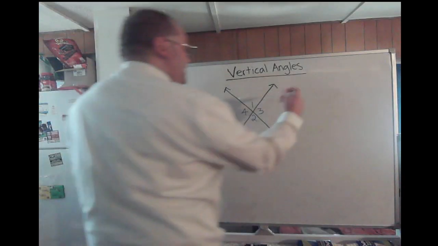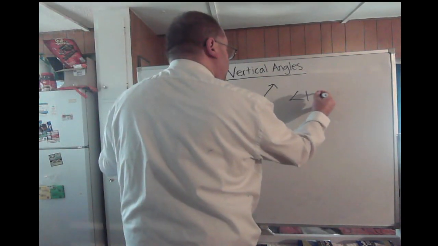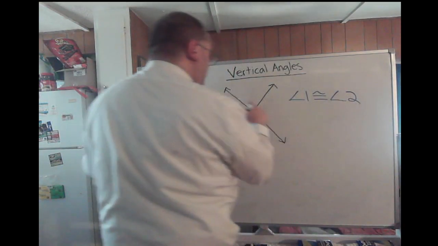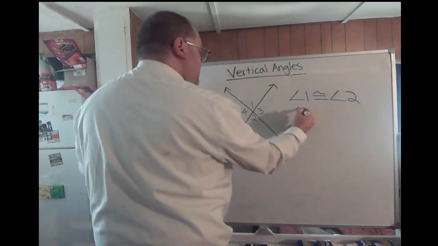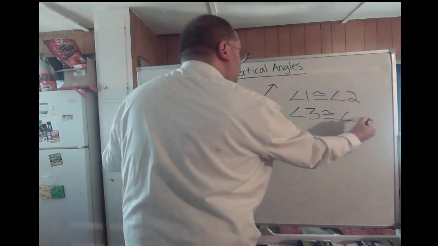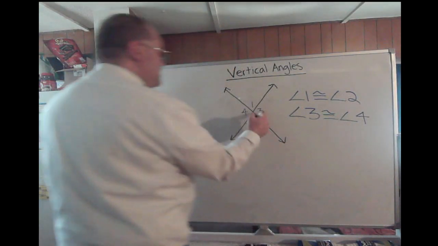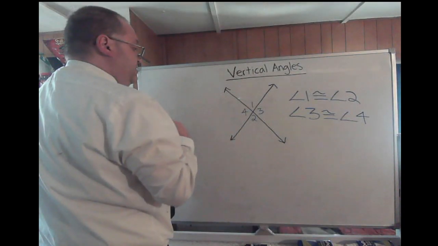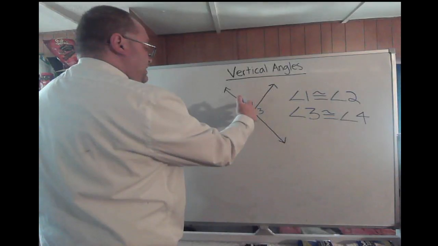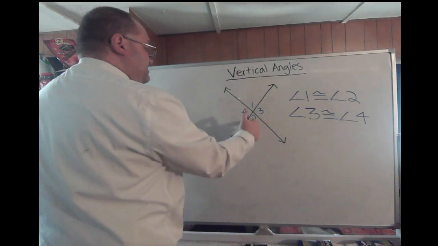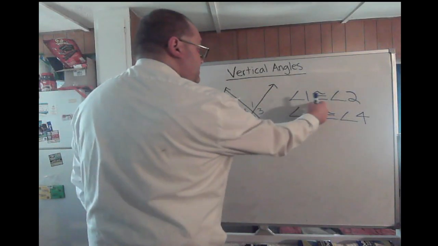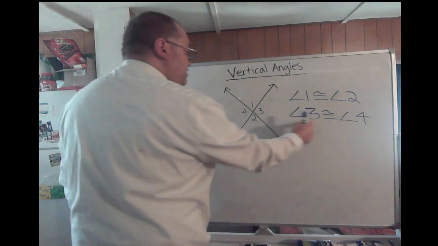So angle 1 would be congruent, and the symbol I'm drawing means congruent. Angle 1 is congruent to angle 2. Angle 3 is congruent to angle 4. So vertical angles form in such a way that the opposite angle from each one is congruent to each other. So again, angle 1 would be congruent to angle 2. Angle 3 would be congruent to angle 4.